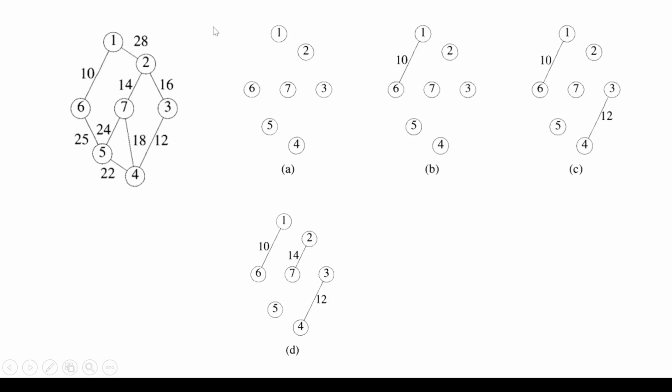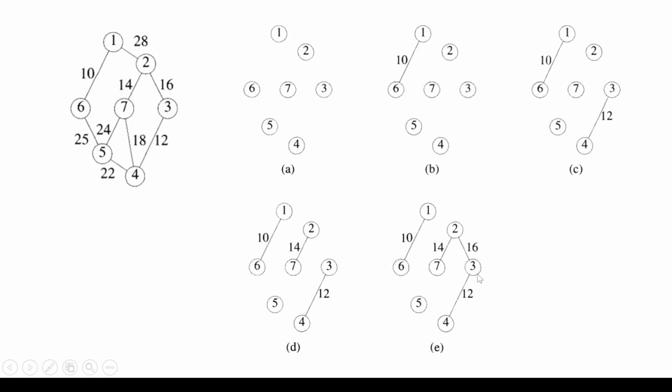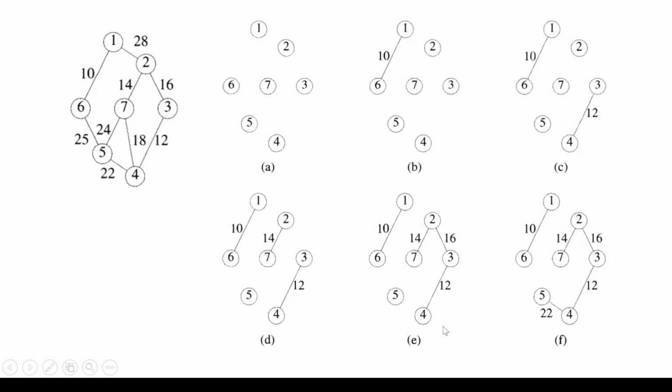Next is weight 16, connecting 2 and 3. Each time you are adding an edge, make sure that it doesn't form a cycle, because according to the definition of a spanning tree, we know that it is a tree with no cycle in it. Now, after 16, the next edge with higher weight is 18. If I add this edge 18 between 7 and 4, it will form a cycle. So, since it forms a cycle, I cannot add 18.